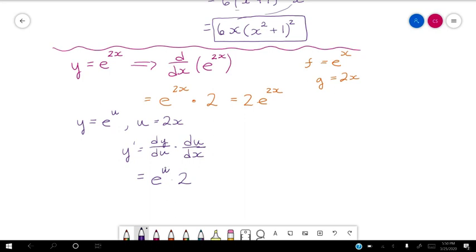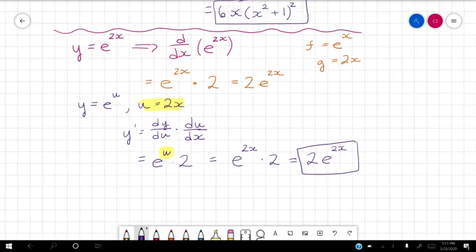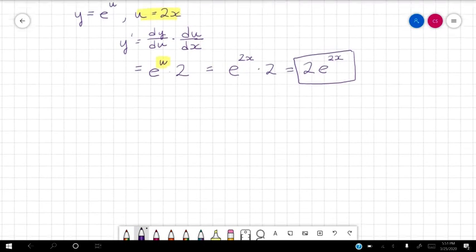Okay, so again, we started with x's. It's weird to give back u's. So let's make that substitution. We know that u is 2x. And we see that we have the same solution as before. It's just a different way of looking at it. All right, good. So let's look at another example.